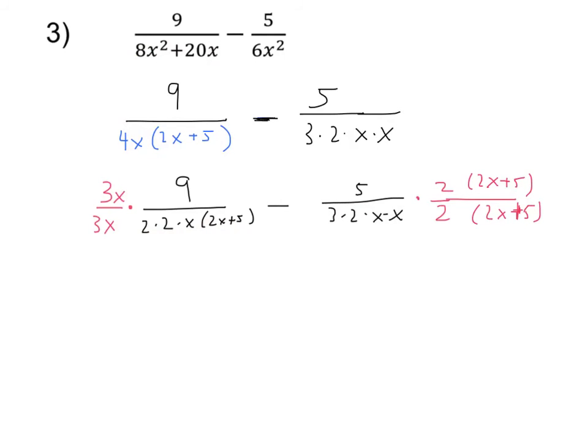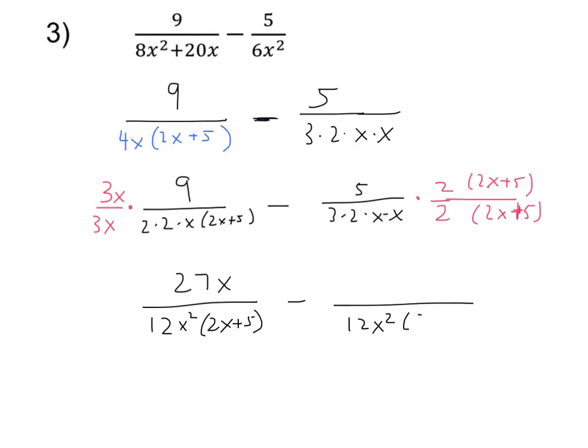On the top here, 3x times 9, that's 27x. Now the bottom here is a little bit messy. Let's multiply our constants first. 3 times 2 is 6, times 2 is 12, so this is 12. And then I have two factors of x, so that's 12x squared times 2x plus 5. This denominator should be the same, so 12x squared times 2x plus 5.